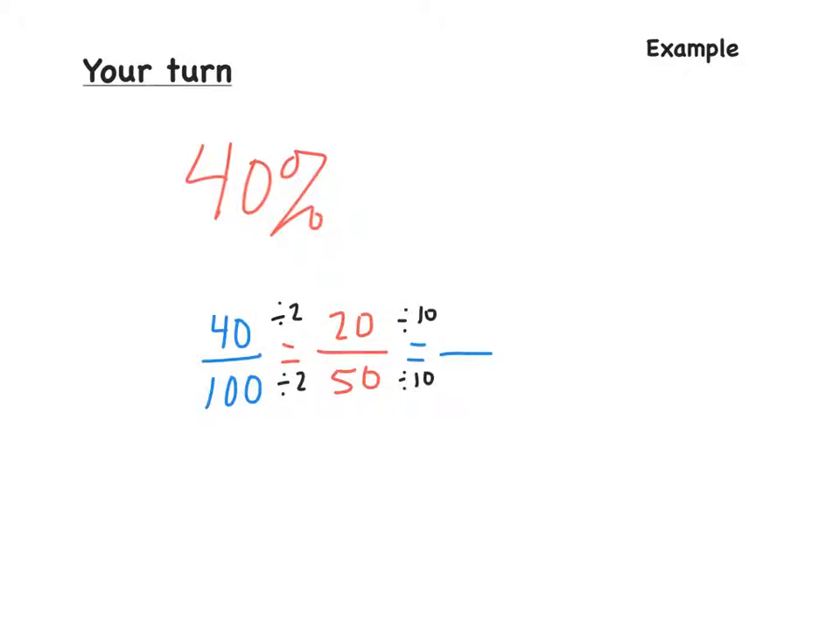So 20 divided by 10 is 2. 50 divided by 10 is 5. So there's no common factors for 2 and 5. So 40% is the exact same as 2/5.